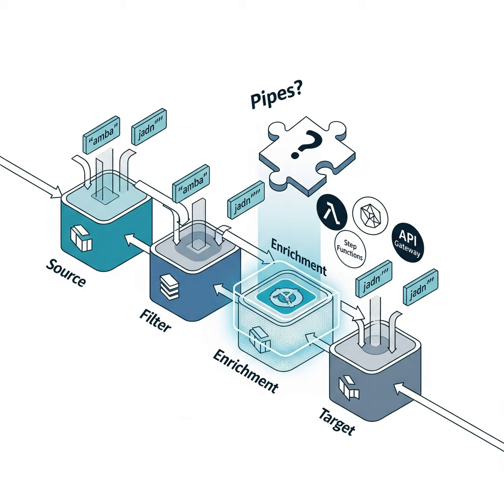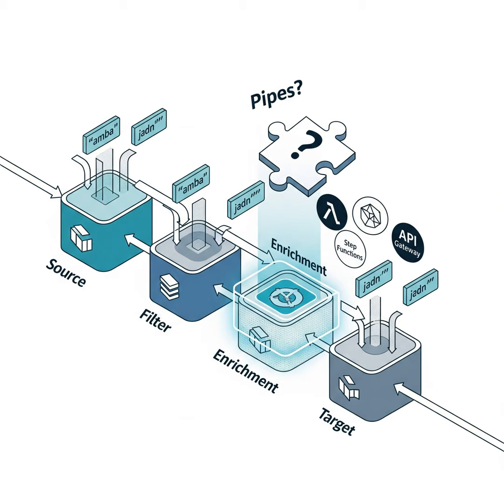It really is. Enrichment is fundamentally where you can inject your own logic. Think custom code. Yeah. Like running a Lambda function. Precisely. Or a step function, even an API gateway endpoint. It lets the event kind of reach out and grab more context.